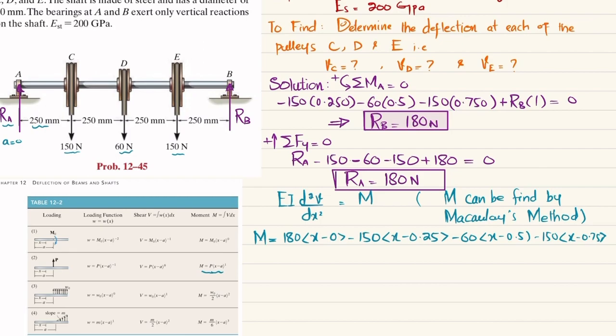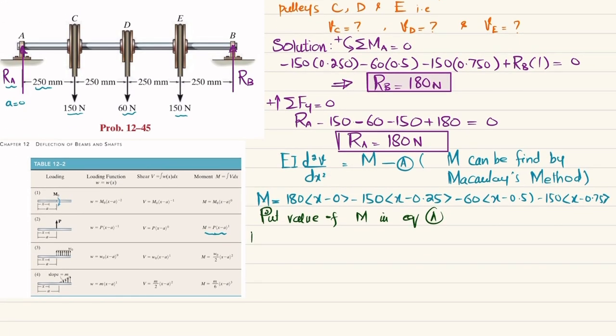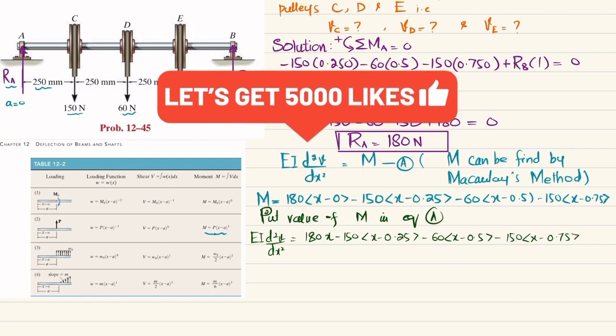And we will neglect the last term. So this is the moment equation. Let this be your equation number A. So what we will do is put the value of m in equation A. So you will get EI d square v over dx square equal to 180 into x minus 150 into x minus 0.25 minus 60 into x minus 0.5 minus 150 into x minus 0.75.